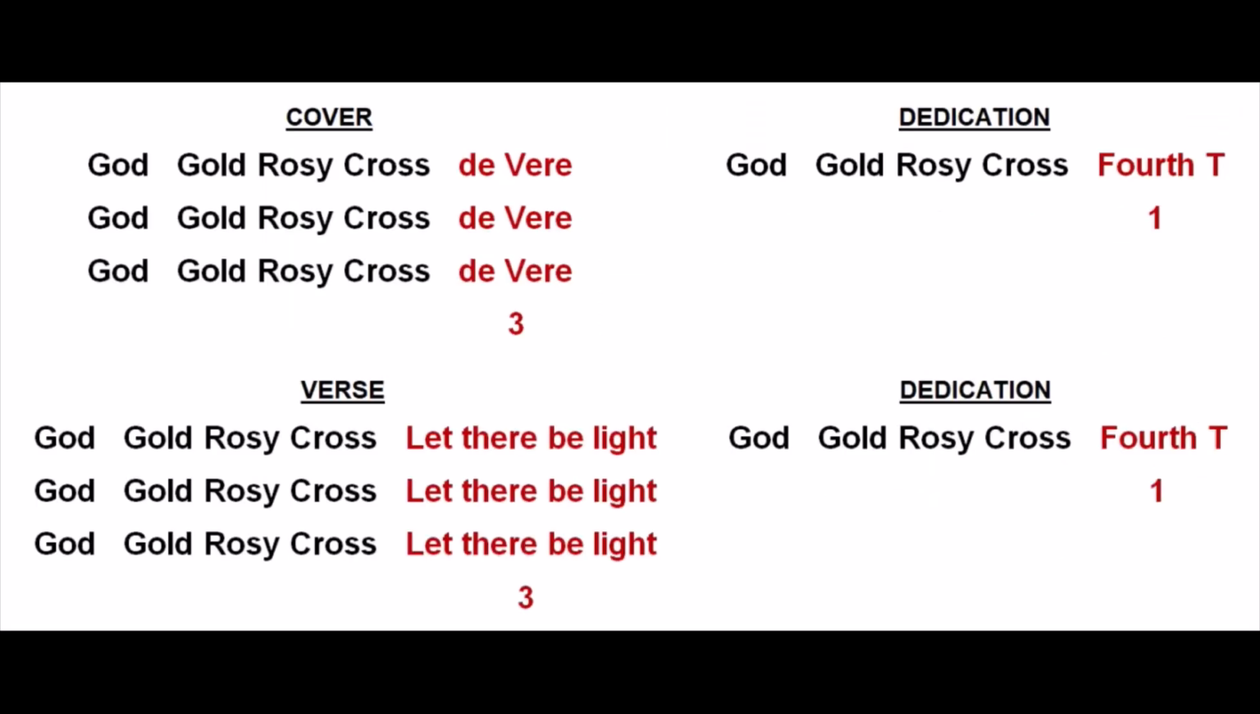The messages on the cover and in the dedication share the part about God and the gold, rosy cross, but the difference is Edward de Vere's name, which is 3 times on the cover, and the 4th T, which is 1 time in the dedication. The verse and dedication share the part about God and the golden rosy cross, but the difference is that let there be light is 3 times in the verse, and 4th T is 1 time in the dedication. Are you seeing the pattern of 3 and 1?